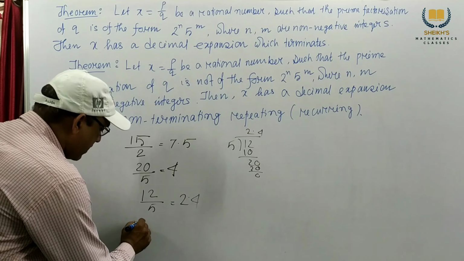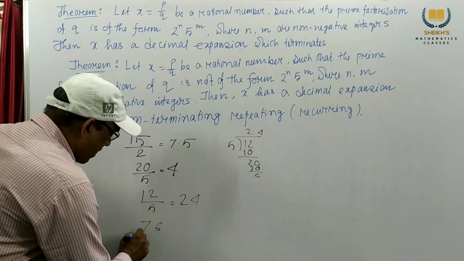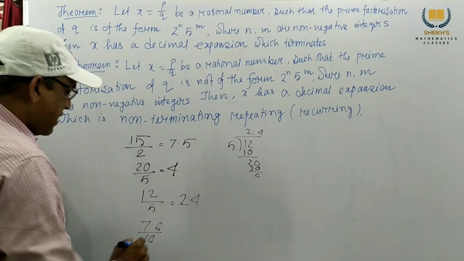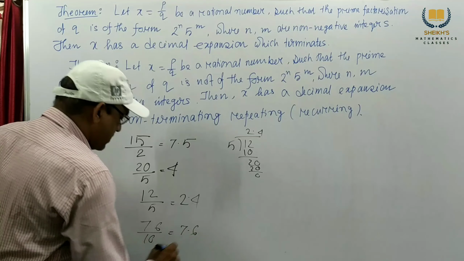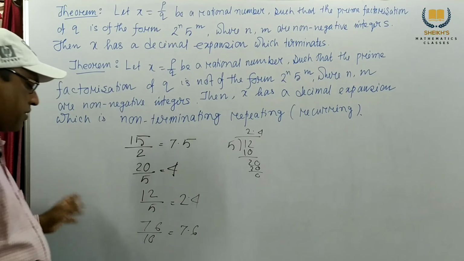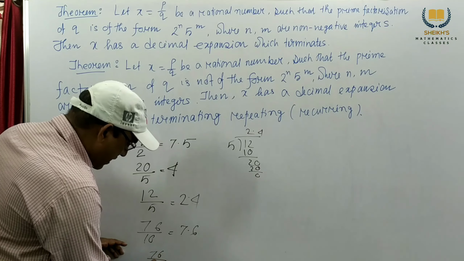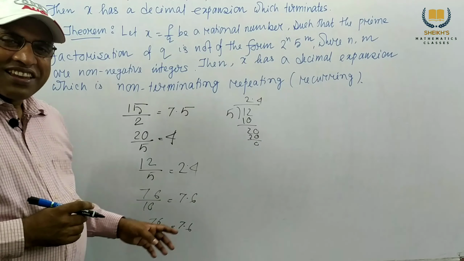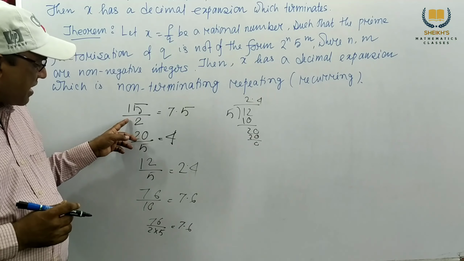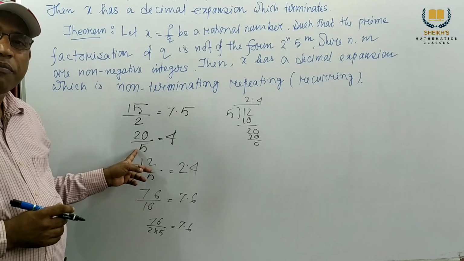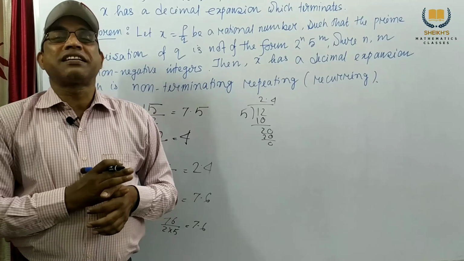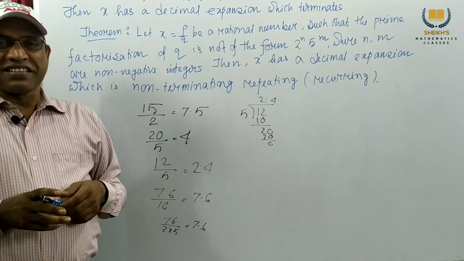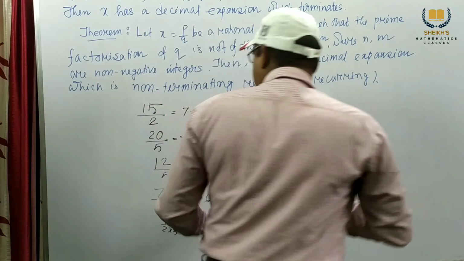Suppose we get 76 by 10, then this will be 7.6, because this 10 means 2 into 5. This is 7.6. So what do we get? If the denominator is either 2 or 5, then this decimal number terminates. We get an ending digit. If the denominator is neither 2 nor 5, then what do we get?